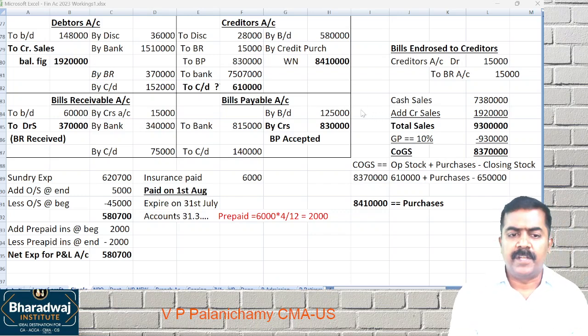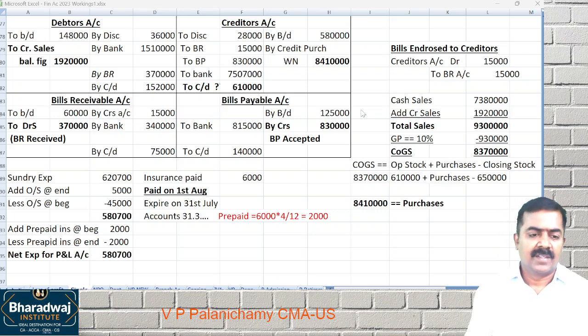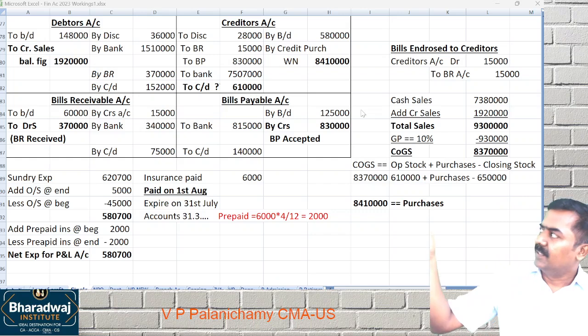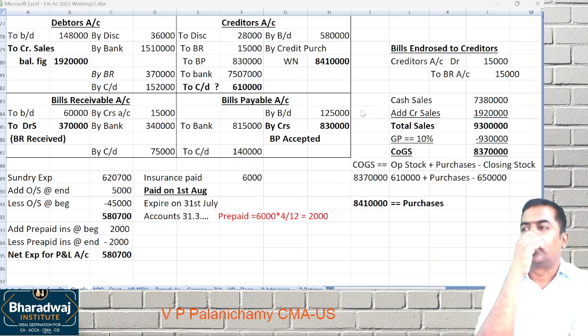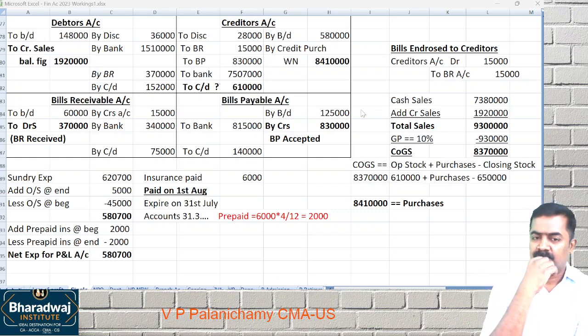In this question, no need to prepare which account? No need to prepare cash account, bank account; already given. Opening balance sheet already given. These workings are important. After this, what do you have to do? Prepare which account? Trading P&L account and balance sheet. You can just go through the solution.